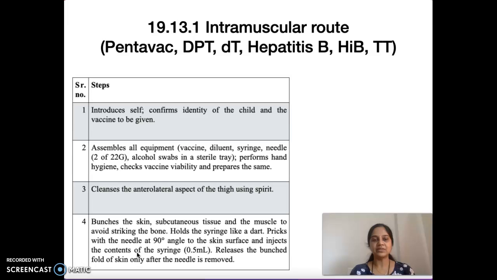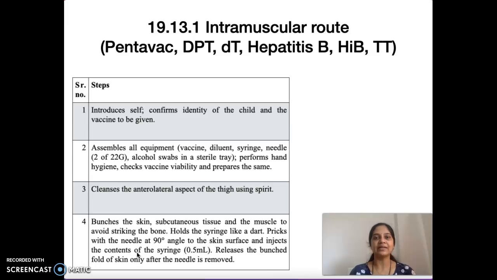For the intramuscular route of administration, the site chosen is generally the anterolateral aspect of the thigh in pediatric age groups. In the adults, it is either deltoid or gluteal region. So, the anterolateral aspect of the thigh is cleaned using the spirit. The learner will bunch the skin, subcutaneous tissue and the underlying muscle to avoid striking the bone with the needle.